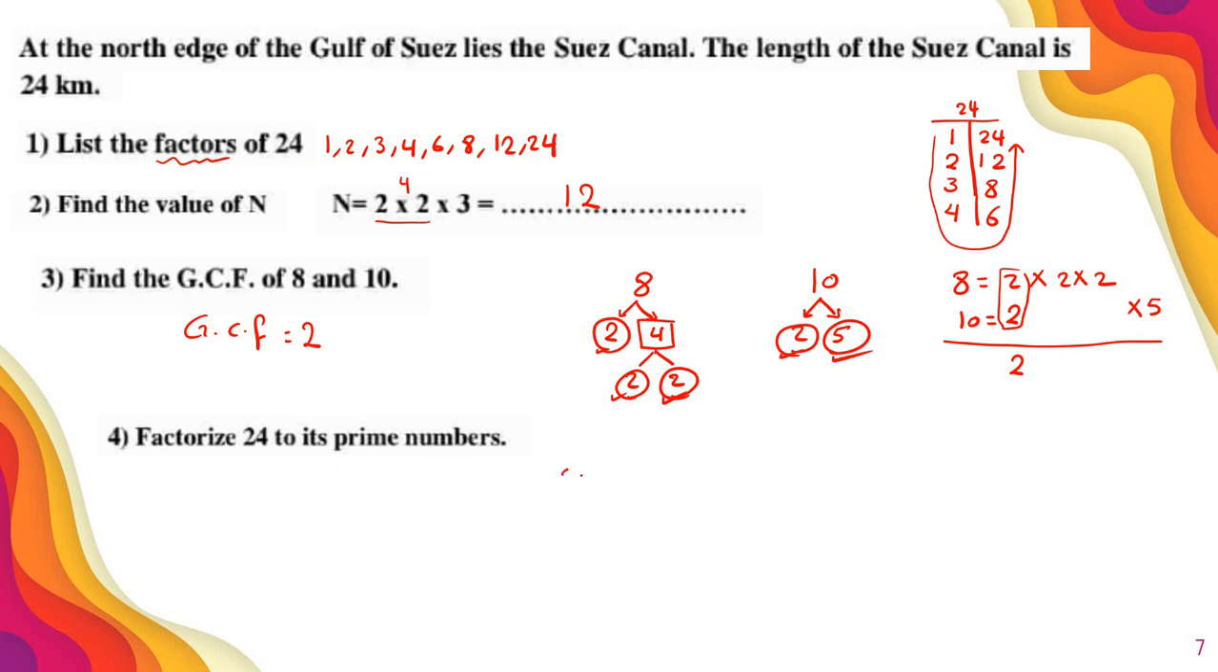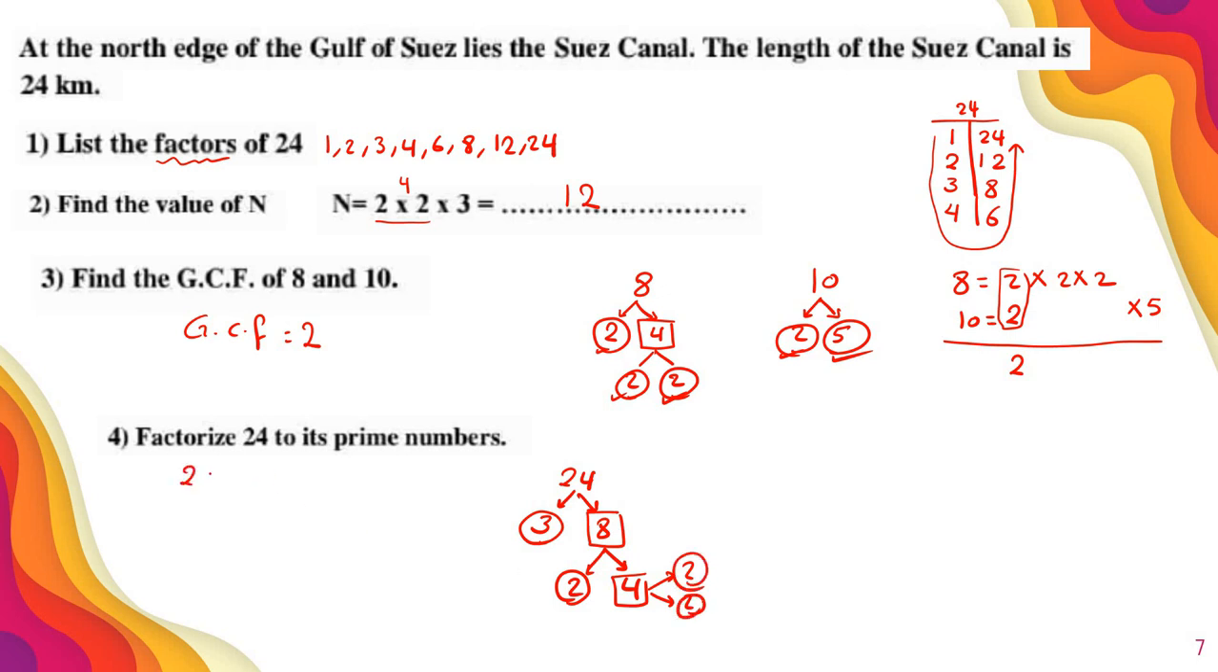Factorize 24 to its prime numbers. Okay, super easy. 24, drop 2 arrows. 24 equals what times what? You can choose any 2 numbers which give you 24. Yes, 3 times 8. Okay, 3 is a prime. Yes, circle and leave it. What about 8? It's a composite. So drop 2 arrows and it will be 2 times 4. 2 is a prime. Yes, circle and leave it. What about 4? No, it's a composite. So 4 equals 2 times 2. Circle and leave it. And this is circle and leave it.